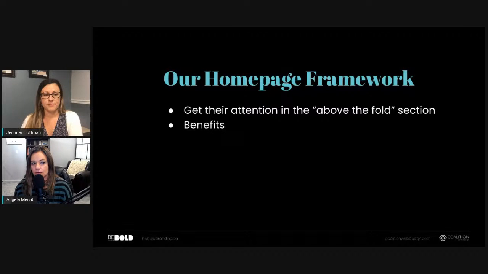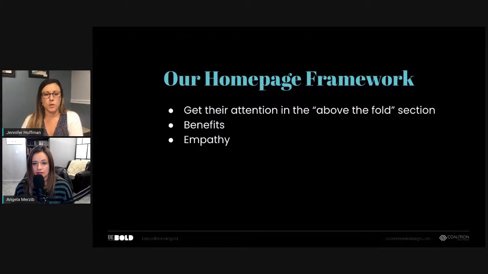And another thing you should have somewhere on your homepage is the benefits. What are the benefits of working with you? How do you provide transformation? How do you make their lives easier? How do you make their problems go away? And again, we're going to show you what that could look like in some website examples and in a wireframe that we've done up for you guys to follow.